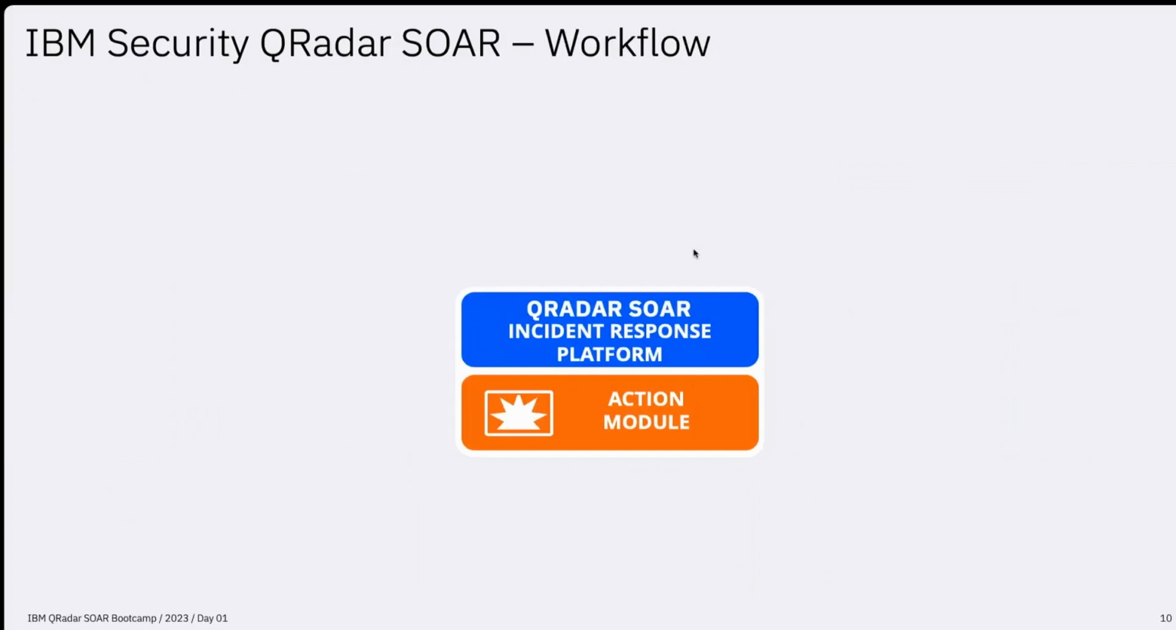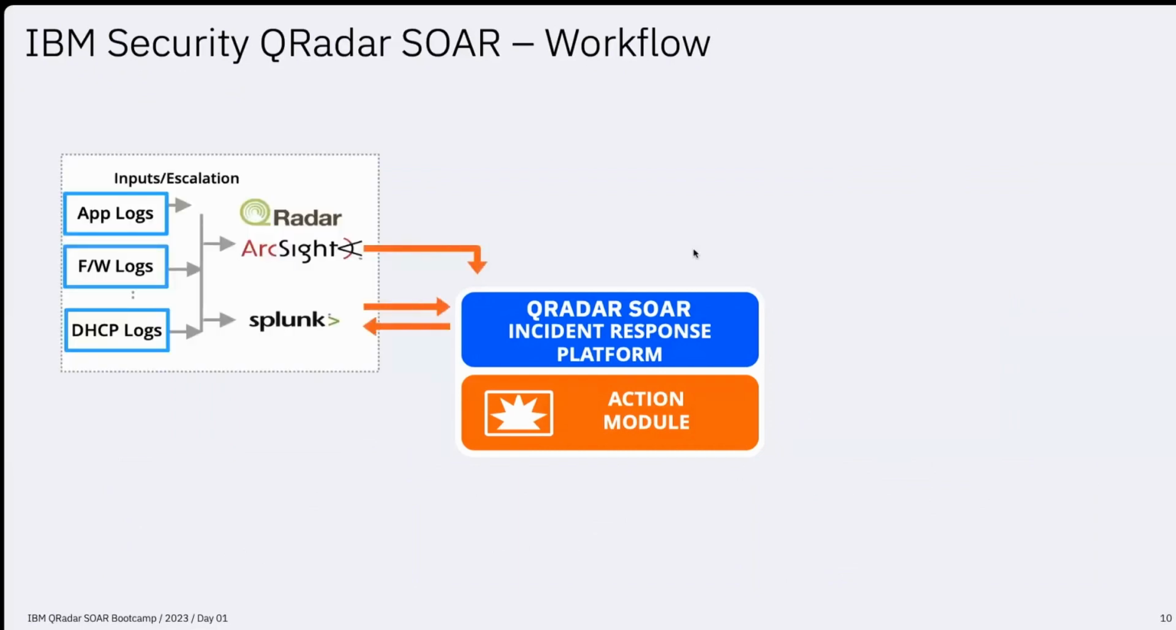Now let's have a look at the information workflow: how the information flows, where it comes from, where it goes, and how QRadar SOAR tries to mitigate the incident. This is the core module. The blue one is the whole platform, enabled with an action module. Now inputs and escalations. I've taken three known SIMs: QRadar, ArcSight, and Splunk. These SIMs are collecting logs, such as application logs, firewall logs, and DHCP logs. All these SIMs are gathering this information and, based on the rules, generating offenses. These are the input escalations.